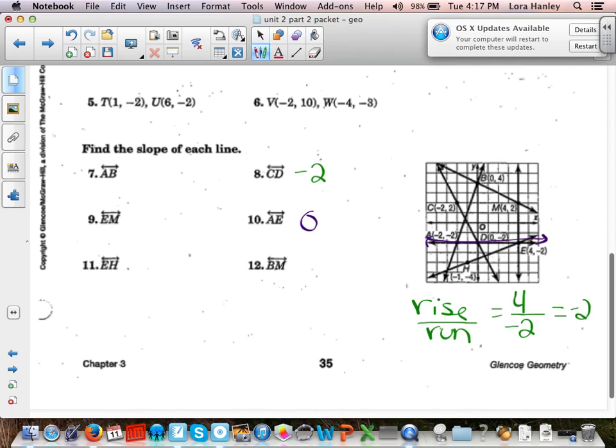Let's find BM. So there, again, you're using rise over run. From B down to M, our rise was down 2, and our run was over to the right 4, which is positive. So 2 over 4, which reduces to negative 1/2.